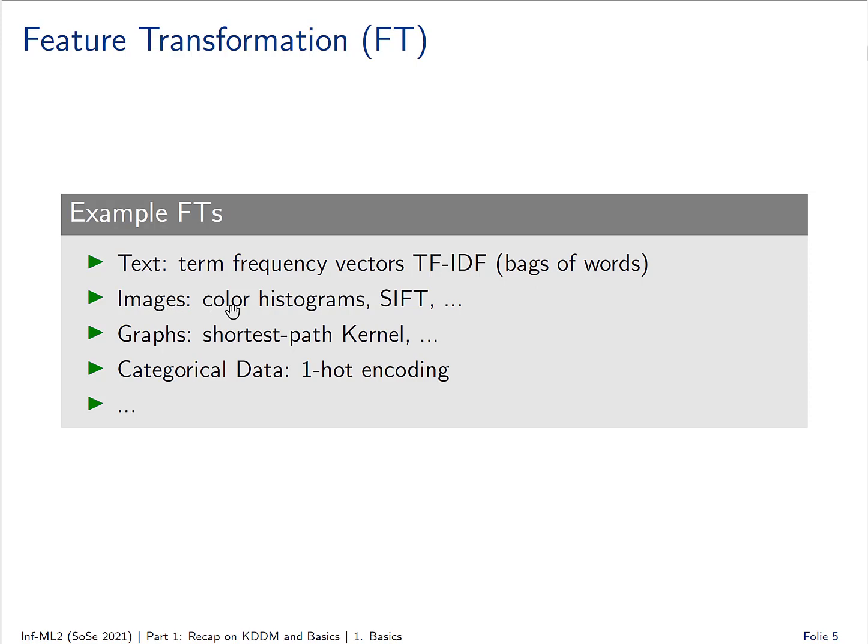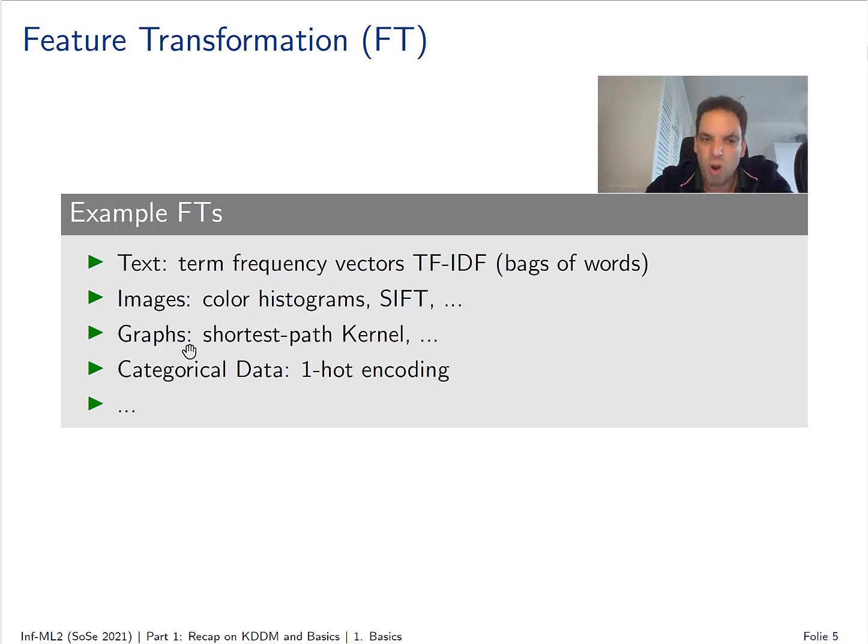Yeah? For images, there are a lot of handcrafted feature transformations available, like color histograms, or, if you are more interested in the color gradient, for example, SIFT are more high-level features for object recognition and stuff like that. For graphs, for example, you can come up with the so-called shortest path kernel, where you simply do some shortest path computations between nodes and store that as features in your representation. Categorical data can also be represented as feature vectors by a so-called one-hot encoding.